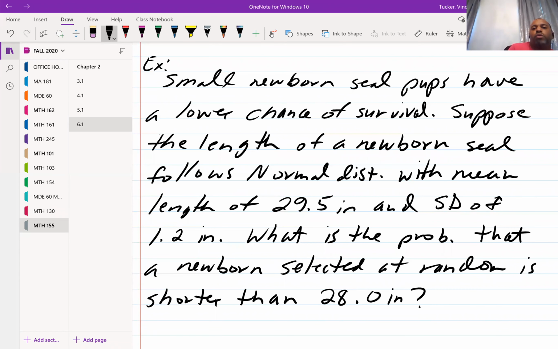All right, so small newborn seal pups have a lower chance of survival. Suppose the length of a newborn seal follows a normal distribution with mean length of 29.5 inches and standard deviation of 1.2 inches. What is the probability that a newborn selected at random is shorter than 28.0 inches?